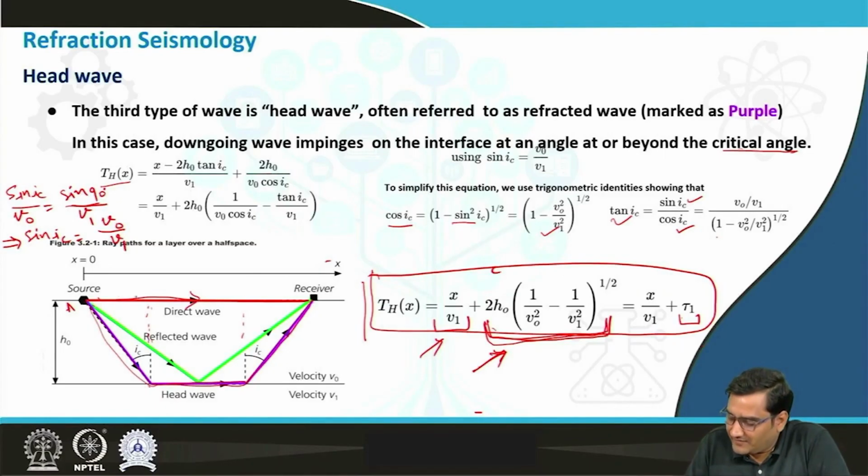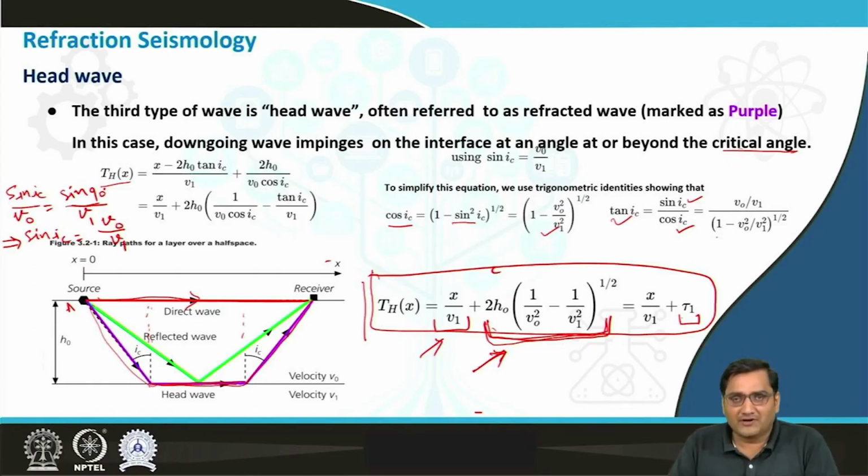Then after a certain distance, what will happen? The direct wave will not be the first arrival. After a certain distance, because the head wave is traveling in the higher velocity medium, the head wave will be the first arrival. So the minimum distance at which the head wave starts to come earlier than the direct wave is known as the crossover distance.